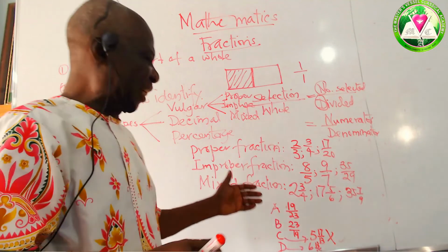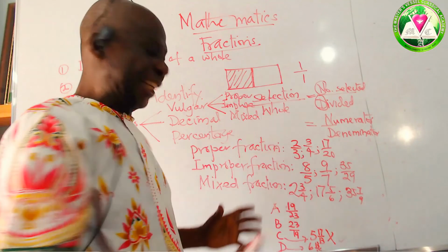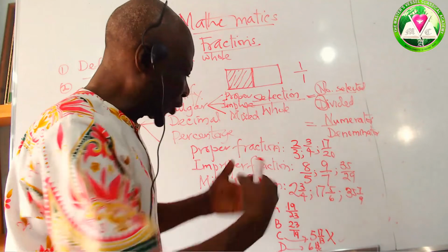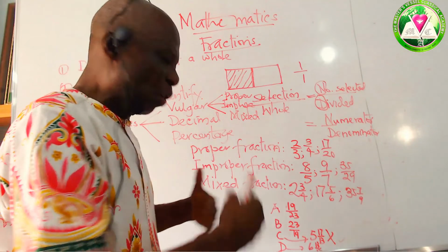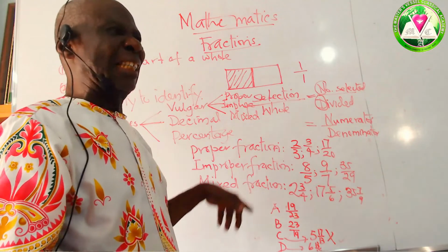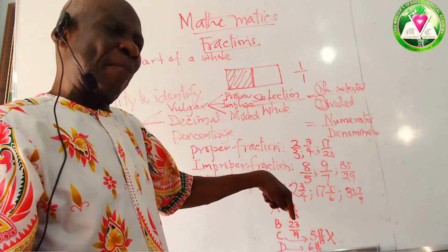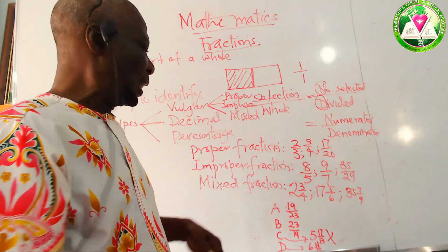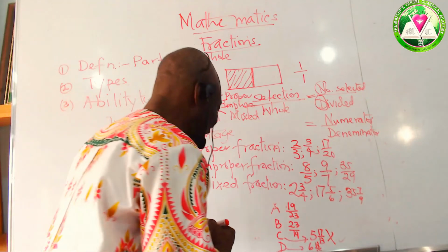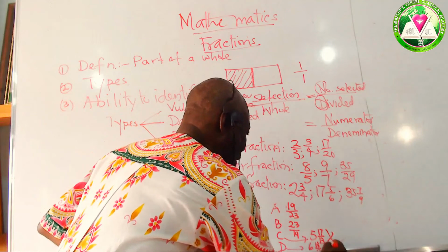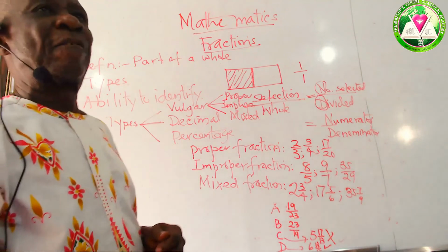But D, where you have whole number portion 6 and the fractional aspect of it, 13 over 17. 13 is smaller than 17. Therefore, it's a proper fraction attached to a whole number portion. Therefore, D is a correct example of a mixed fraction.